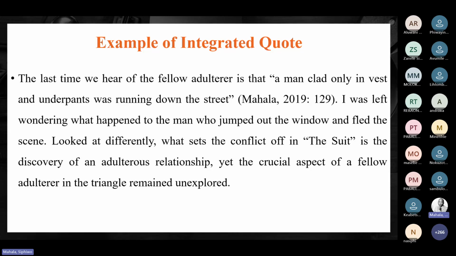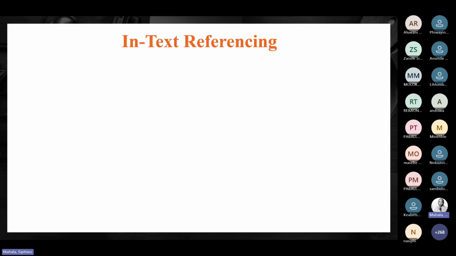And as you would later learn, the woman does not have a voice, and hence The Dress That Fed the Suit is written. But the main thing here is how the quote is used, that you put it in context, right? You don't just dump a quote, you precede it by laying the foundation, by writing that sentence. The last time we hear of the fellow adulterer is that, blah, blah, blah. So that's how you quote. That's what we mean by integrating a quote.